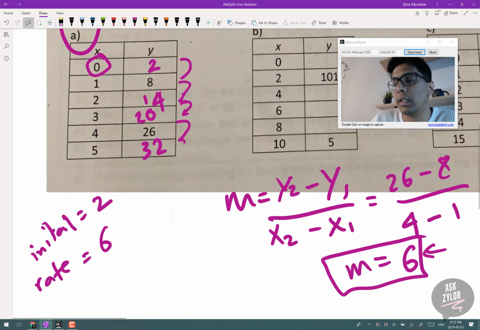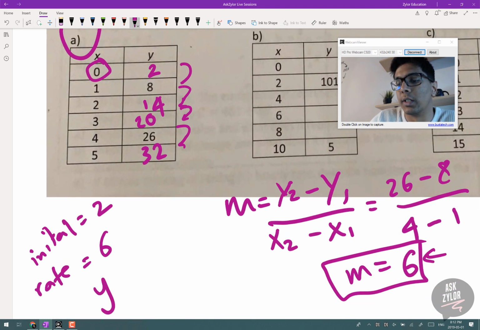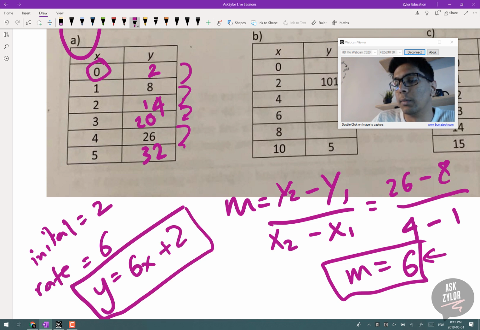Find the missing parts of the table. We've done that. And find an equation. So I'm going to say y is equal to my rate times x, since how much I'm changing by depends on my x, plus my initial amount, so plus 2. So this is my equation.